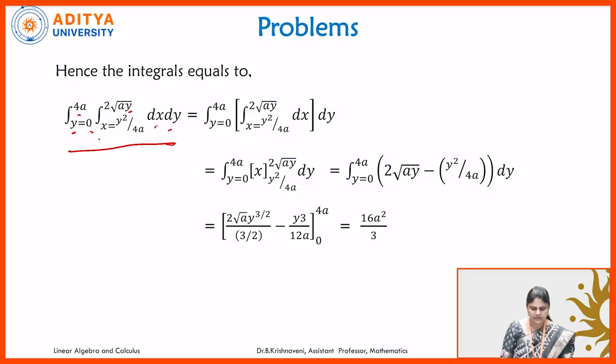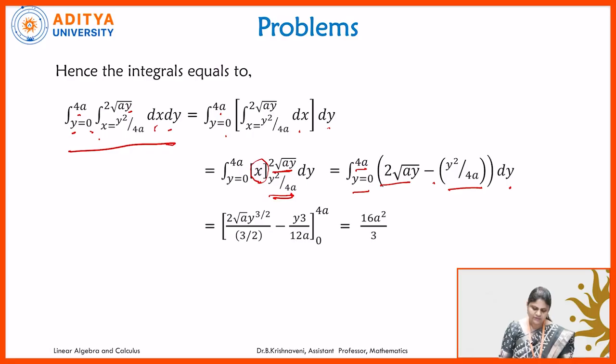Now evaluate with this order of integration. First with respect to x, keeping y constant, that is integral 0 to 4a, integral x is equal to y square by 4a to 2 root ay, dx, then dy. So first the integration with respect to x, integral dx is x between the x limits. Substitute x limits, upper limit is 2 root ay, the lower limit is y square by 4a, which is equal to integral y is equal to 0 to 4a, 2 root ay minus y square by 4a, dy.